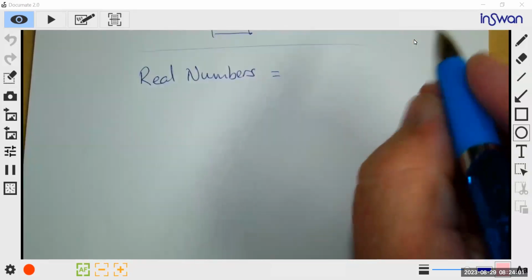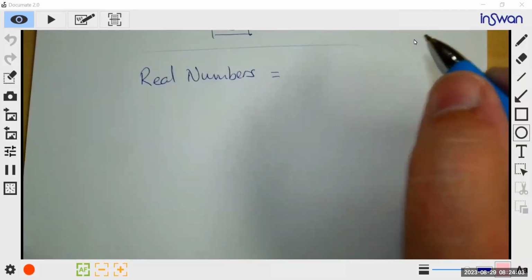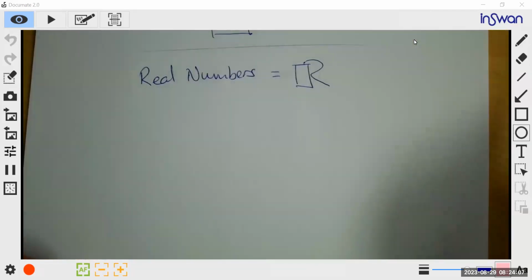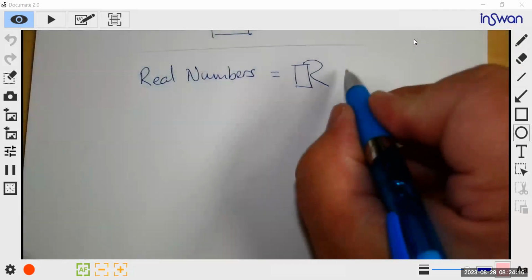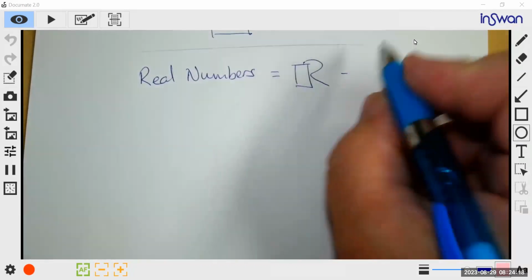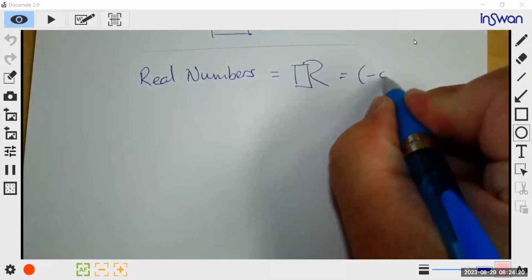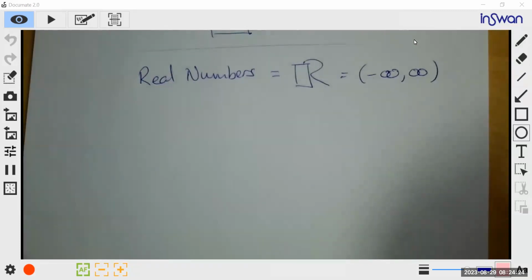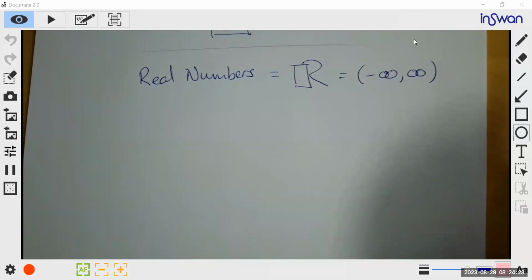Real numbers, actually, I should show you all the symbols I use for those. Because real numbers is represented by that symbol. Kind of looks like the realtor symbol. For people who sell houses, the realtor. The real numbers are everything from negative infinity to positive infinity. Decimals, fractions, integers, whole numbers, everything.